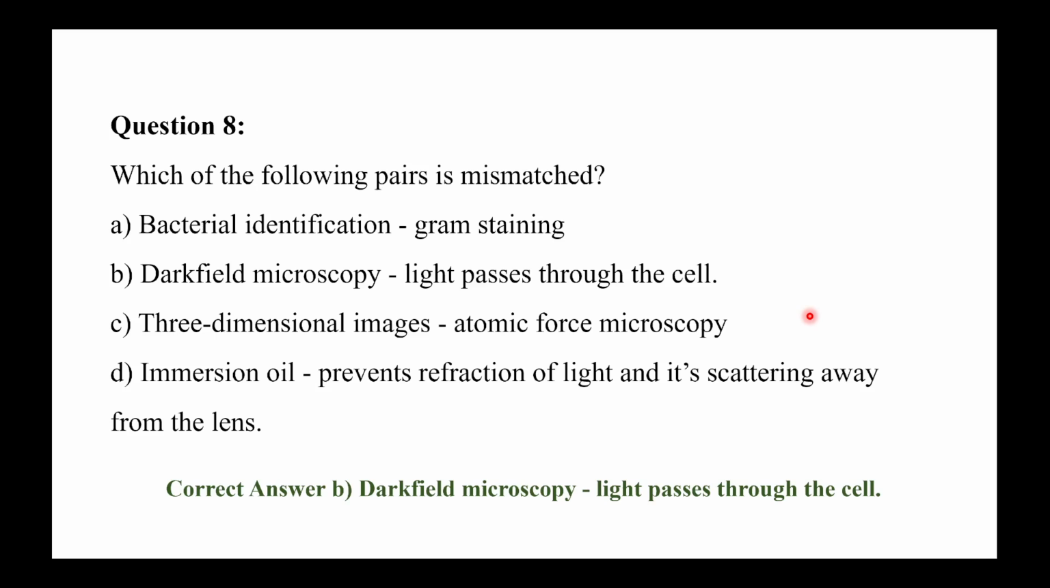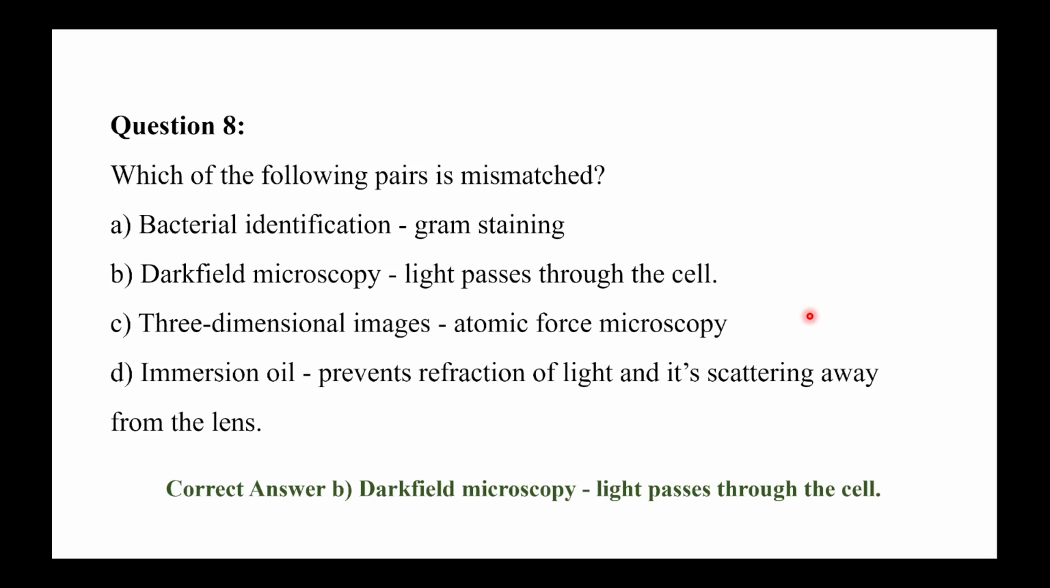Then comes immersion oil. The use of immersion oil is to prevent the refraction of light and its scattering away from the lens. So that is correct. So we use a drop of immersion oil on the sample when we are using a 100x lens to observe bacterial cells, because at that higher magnification, if the light scatters away, we won't be able to see a higher resolution sample image.